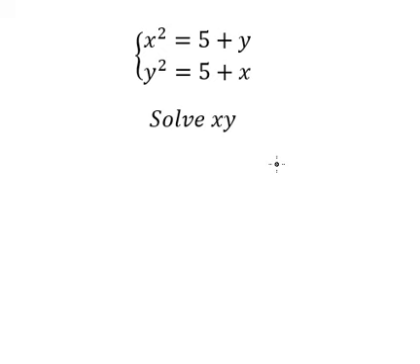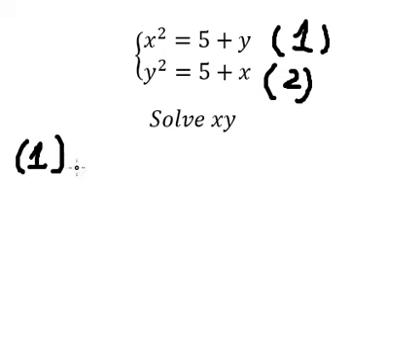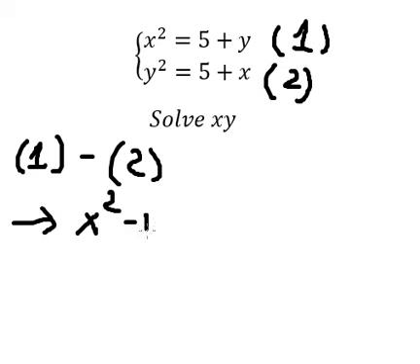So today I will show you how to find the solutions of this system. We have equation number 1 and equation number 2. So equation number 1 minus equation number 2. That means we have x squared minus y squared equals 5 minus 5, they cancel. So we have y minus x.